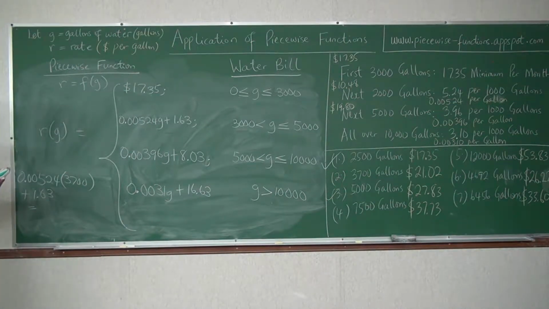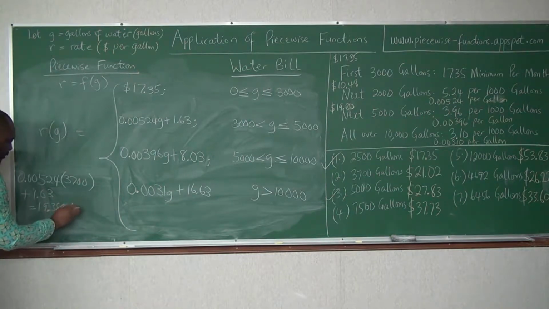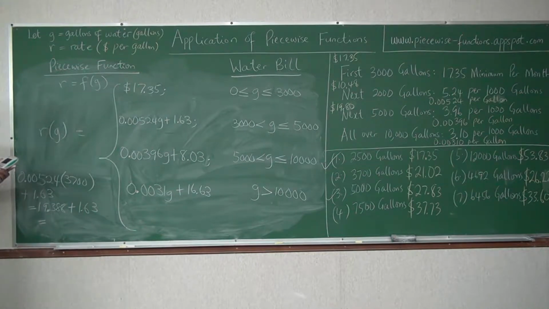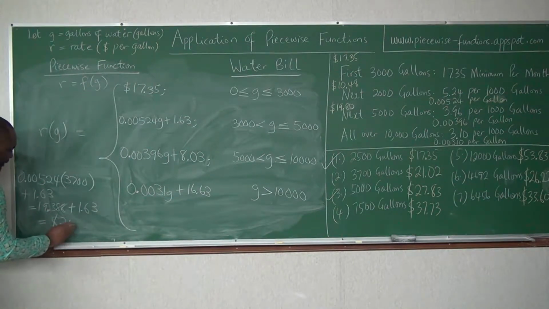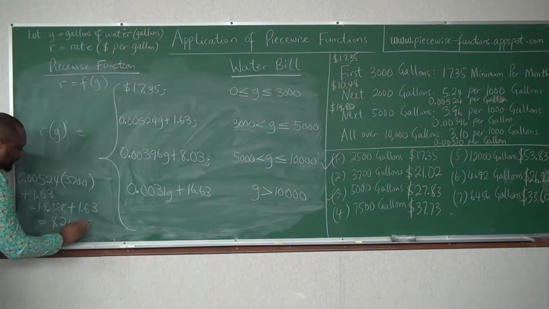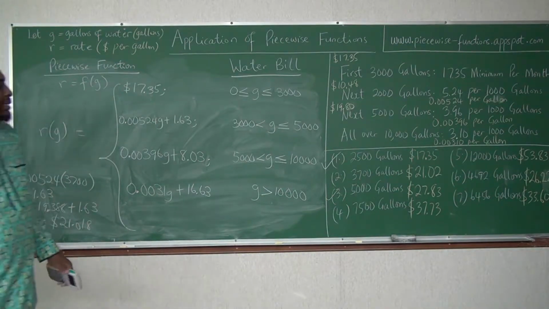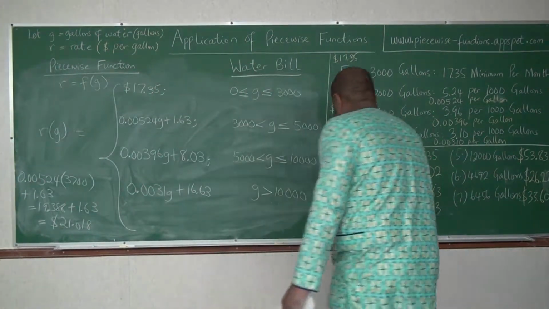0.00524 times 3,700 gives you 19.388, plus 1.63. That is $21.018. $21.018, which rounds to $21.02. Thank God, this works.